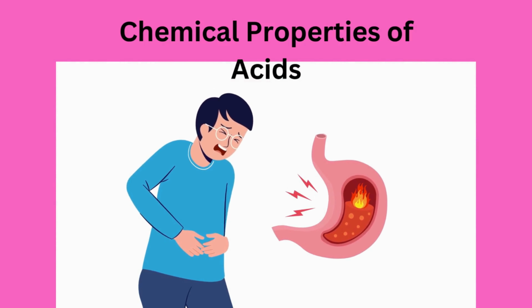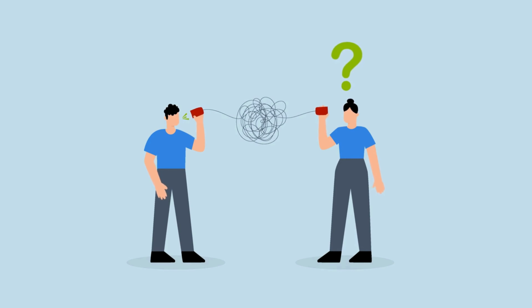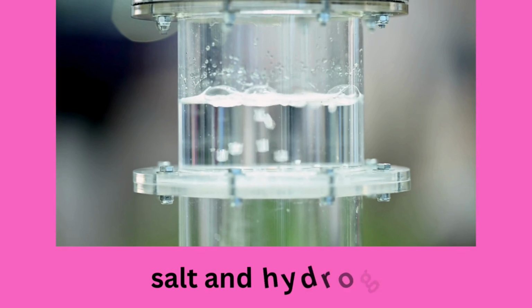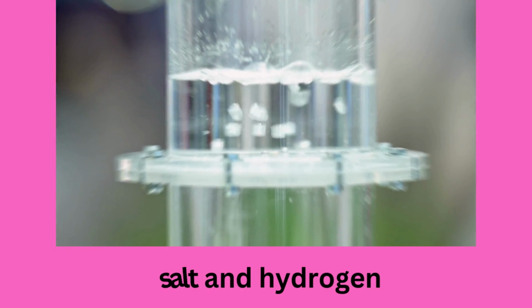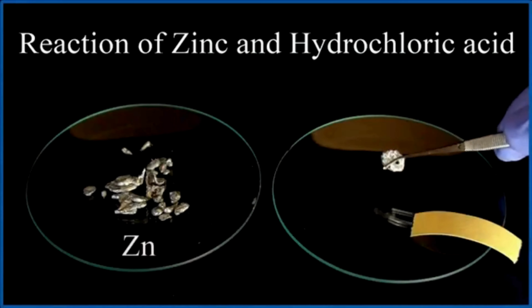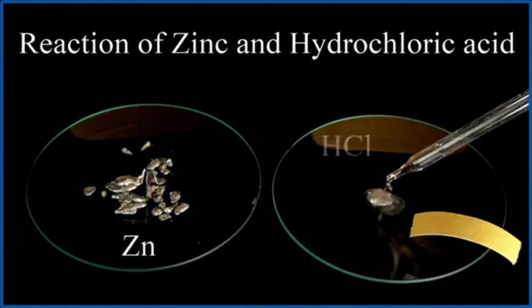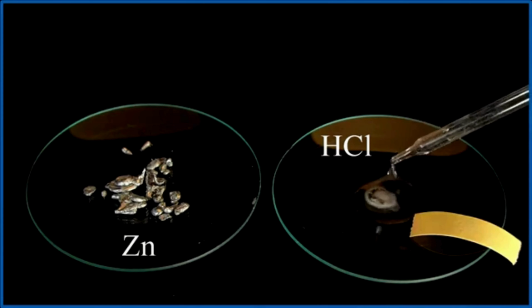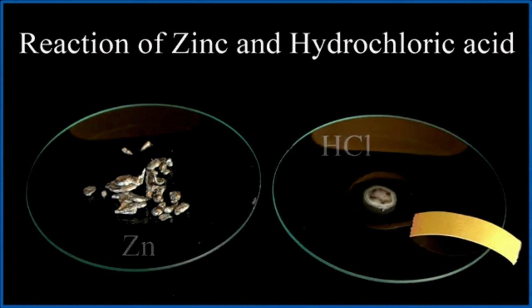Chemical properties of acids. Now students, let us understand the chemical properties of acids. Acids react with metals. When an acid reacts with a metal, it forms salt and hydrogen gas. For example, zinc plus 2HCl gives ZnCl2 plus H2. Here, zinc reacts with hydrochloric acid and forms zinc chloride and hydrogen gas. This is why bubbles of gas are seen in some acid-metal reactions.